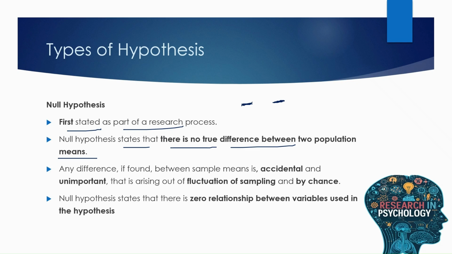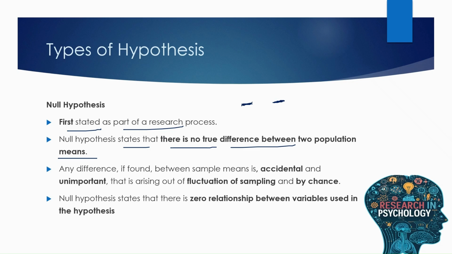Right. So stating hypothesis is the first step. So if the null hypothesis is accepted, which means there is no true difference between these two population means, there is nothing for you to continue the research. You can stop the research right there. Right. So you don't want the null hypothesis to be accepted.